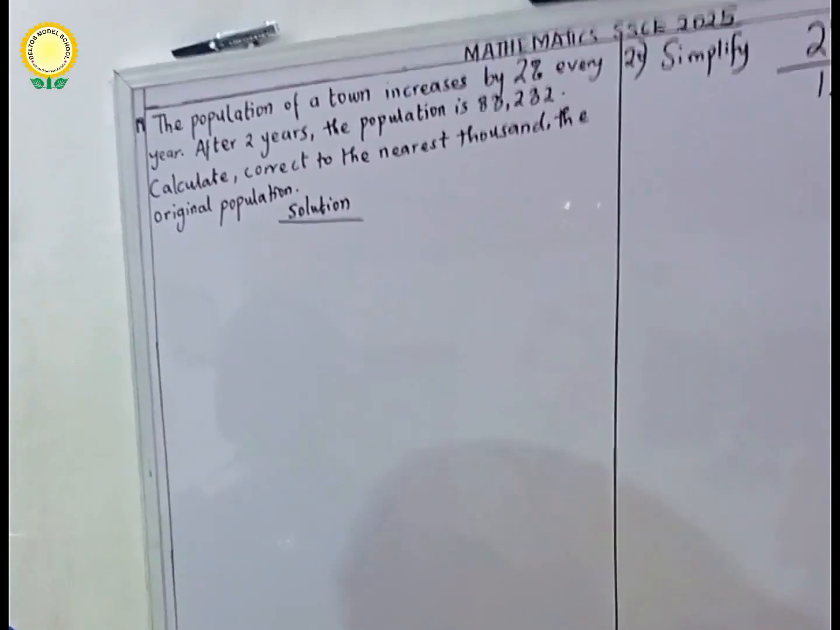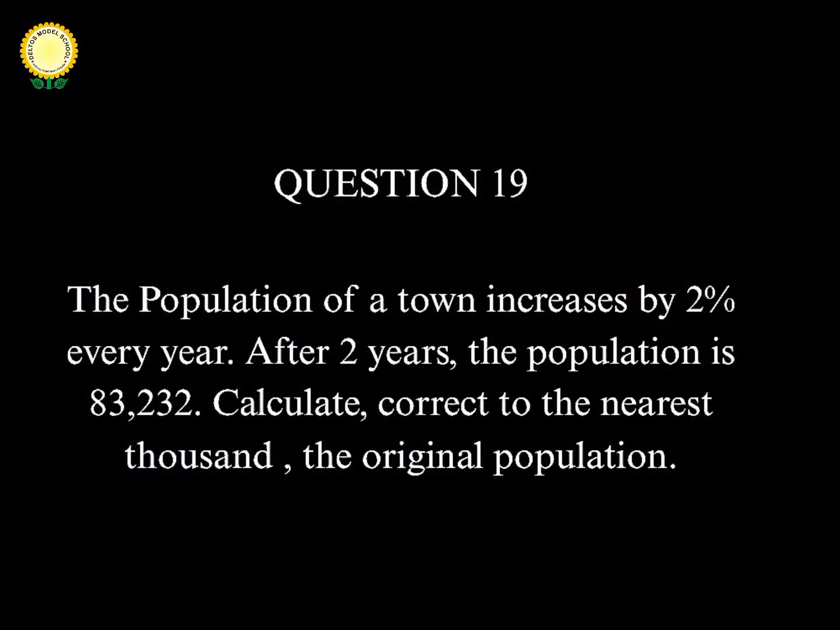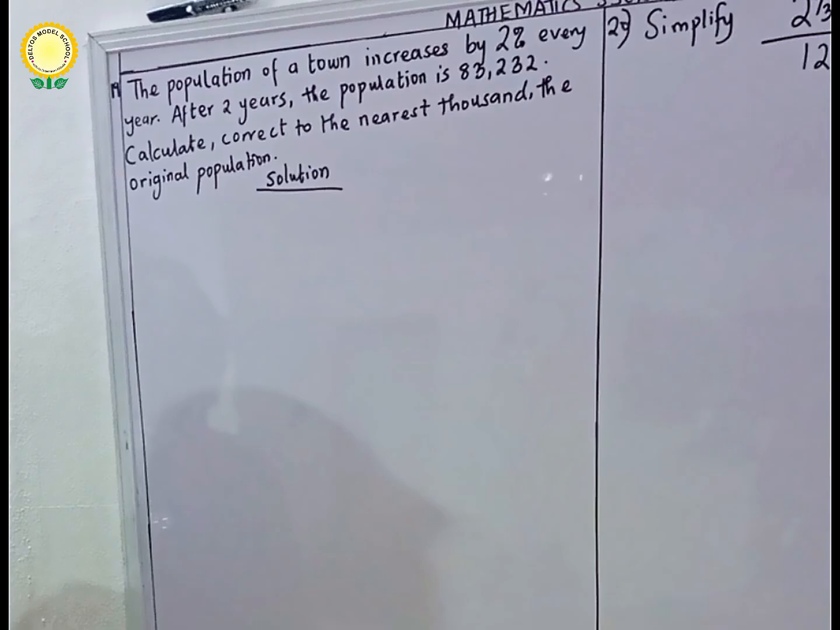Next question, question 19. The population of a town increases by 2% every year. After 2 years, the population is 83,232. Calculate, correct to the nearest thousand, the original population.